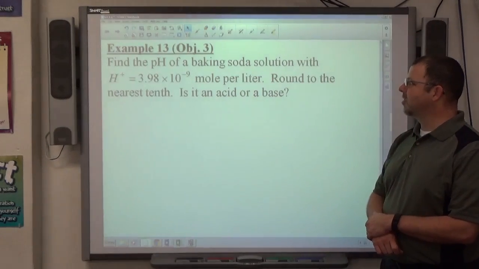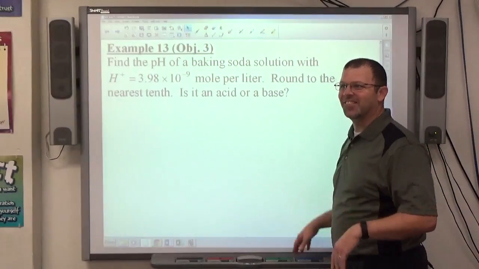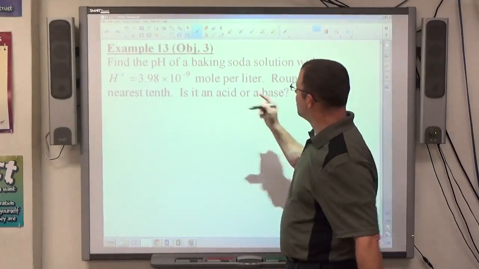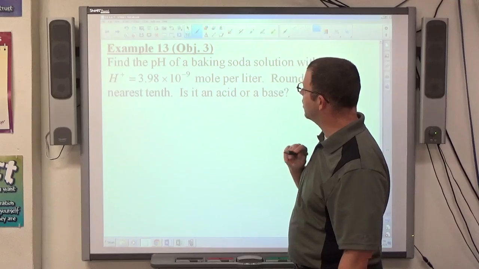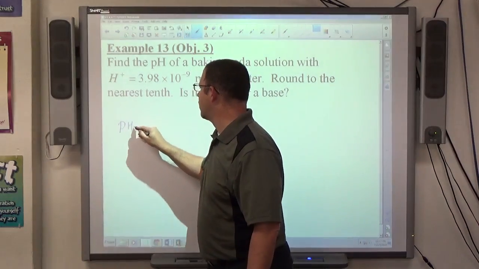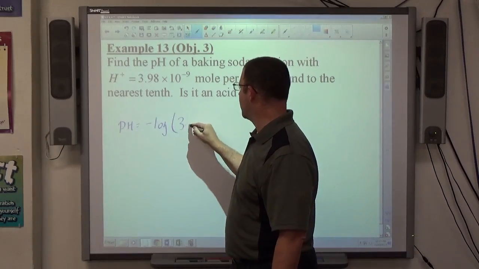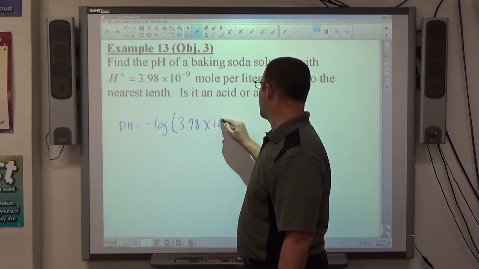Find the pH of baking soda. What do you think of that one? I think that's a base. Probably a base since we haven't seen one yet, but we'll find out. So the baking soda solution has H plus equals 3.98 times 10 to the negative 9. So the pH of baking soda is going to be negative log of H plus, which is 3.98 times 10 to the negative 9th power.